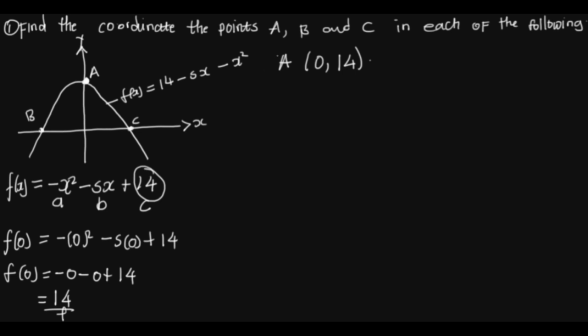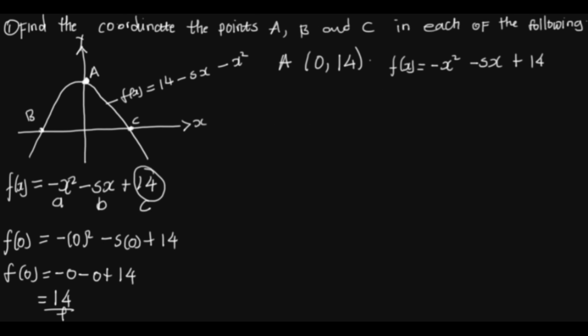Now, from there, let's go and find the coordinates of B and C. So for the coordinates of B and C, we are looking for the x-intercept. And whenever you are trying to find the coordinates of the x-intercepts, you can use the quadratic formula, you can use factorization, or you can use the completing the square method. So it depends on the method that you are comfortable with, or maybe on whether the question specifies one. So in my case, I'm going to use the factorization method. So I have my original function f of x is equal to negative x squared minus 5x plus 14. So we need to find the product.